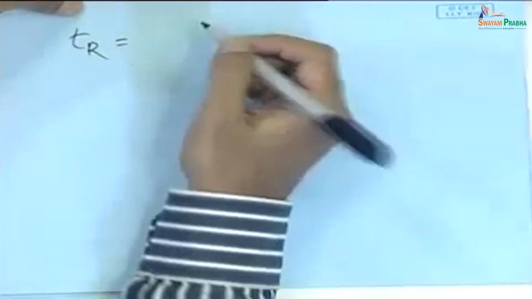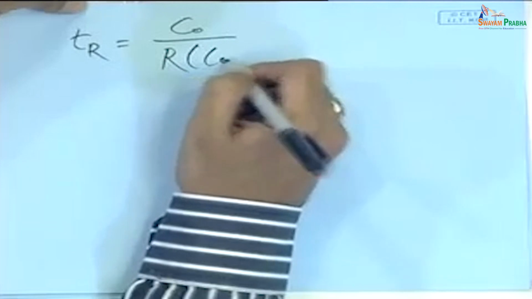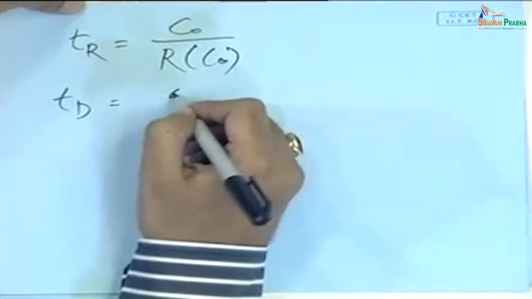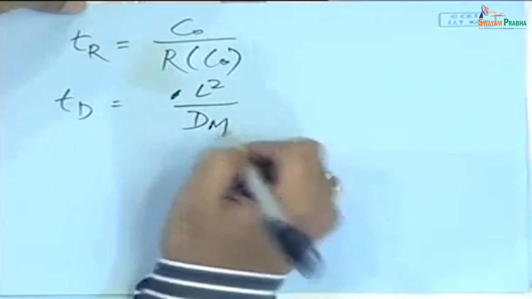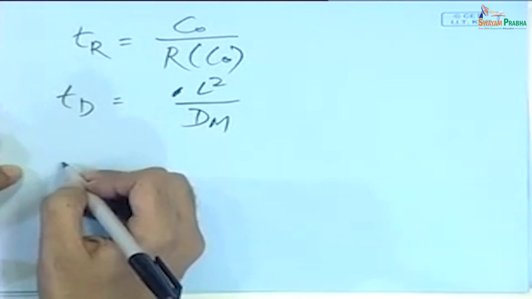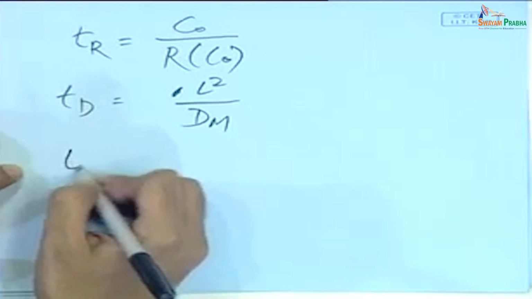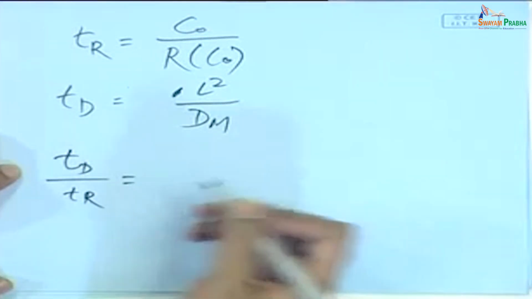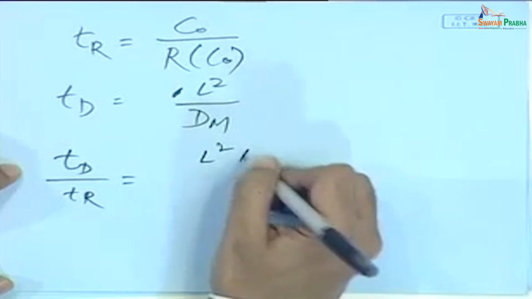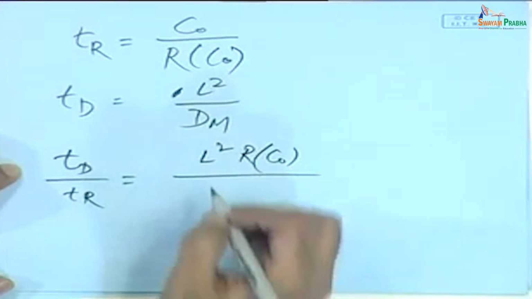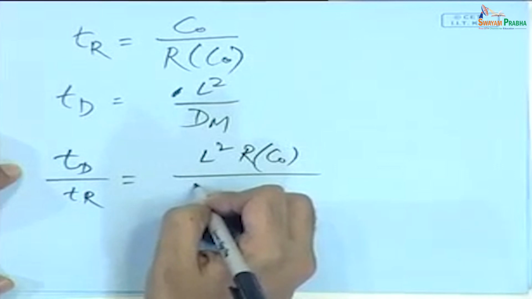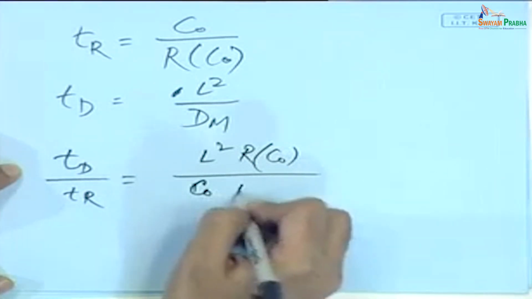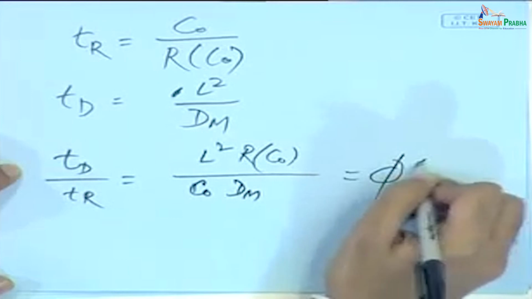And can you go back to your notes and just look? What we did was, the reaction time scale was C naught over R C naught. The diffusion time scale was L square over dm, and then we got the ratio Td over Tr, I think we got, right, L square R C naught over dm C naught, right. Is that what we got? This is my Thiele modulus, right.